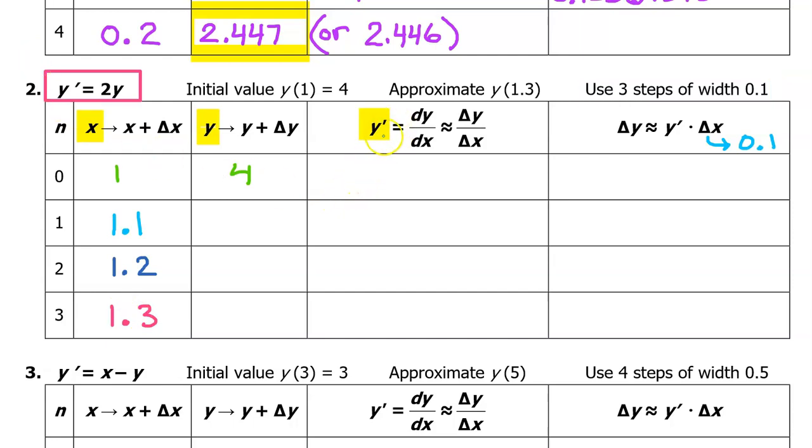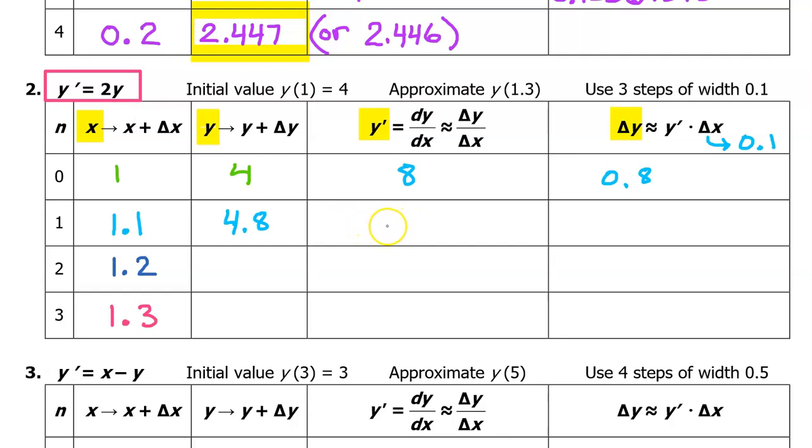Next, we need to find y prime, but we are told that y prime is equal to 2 times y. In this case, y is 4, so 2y is 8. So that's y prime. In the last column, we find delta y by multiplying y prime times delta x. So in this case, that's 8 times 0.1, which is 0.8. This is delta y. So if we add delta y to the previous y, it gives us the next y, which in this case will be 4.8. 4 plus 0.8.